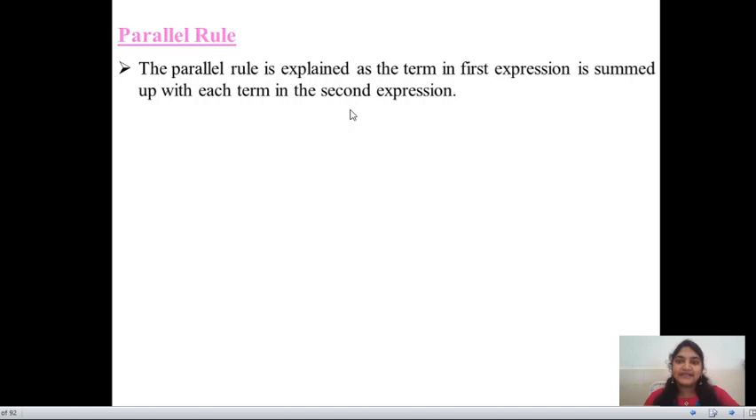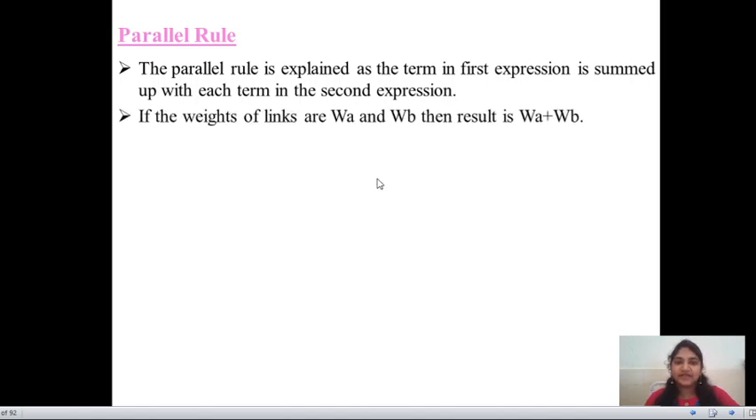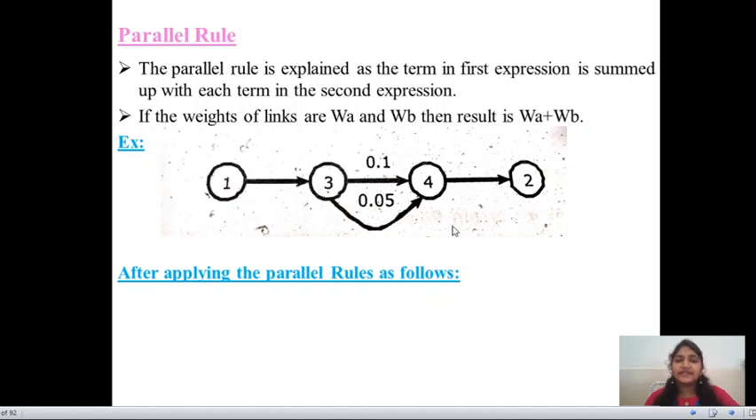It is explained as each term in the first expression is summed with each term in the second expression. If the weight links are WA and WB, then the result is WA plus WB. For example, in this flow graph, 1 and 2 are the entry node and exit node. 3 to 4 is a parallel link, with 2 input links. So those 2 links are parallel links.